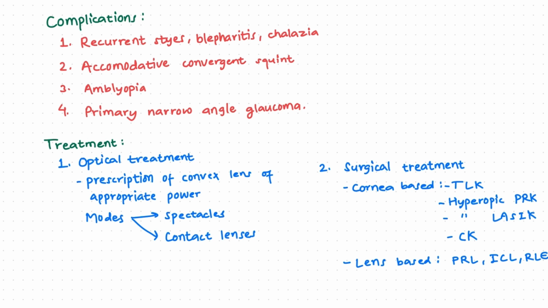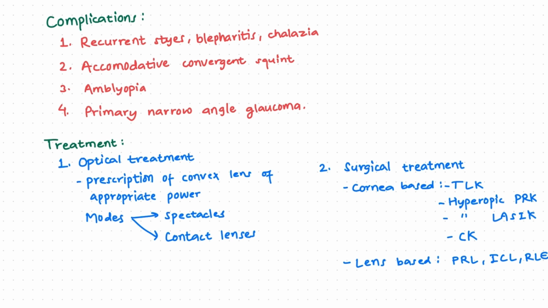Now how do you treat it? There is optical treatment and surgical treatment. Optical treatment is by the prescription of convex lens of appropriate power, which can be given as spectacles or contact lenses. Now surgical treatment is by the surgeries, right? So what surgeries are there? There are cornea based surgeries and lens based surgeries.